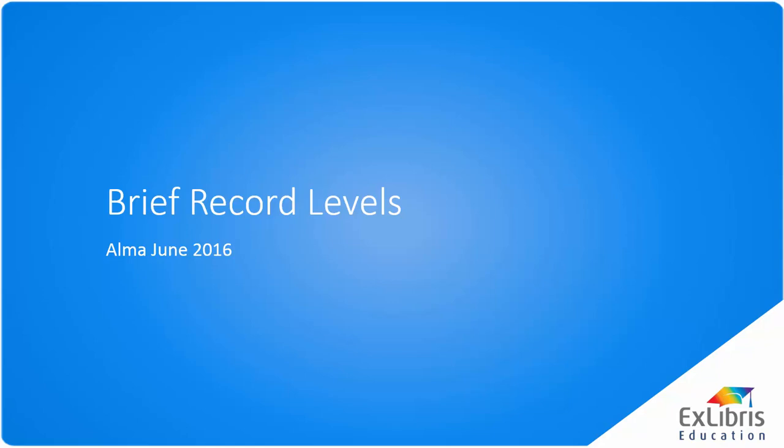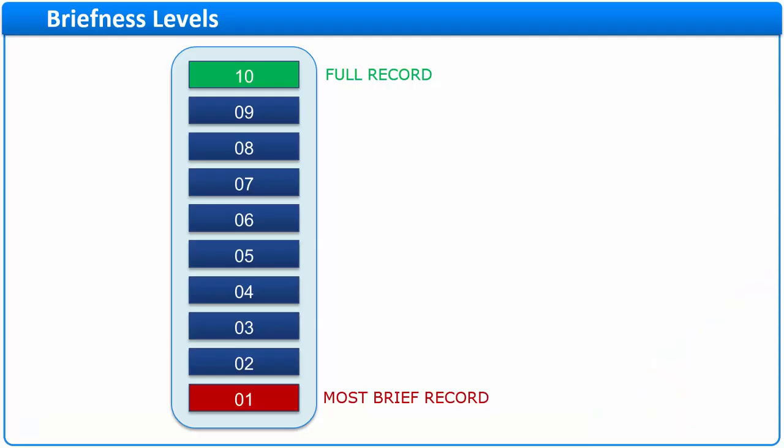Brief record levels. Starting with the June 2016 release, Alma supports a multiple level model of briefness for bib records, rather than the existing binary model of either brief or non-brief. This allows for more granular management of record updates. The new model consists of 10 levels from 0, 1 to 10, with 0, 1 being the most brief record and 10 being a full record.